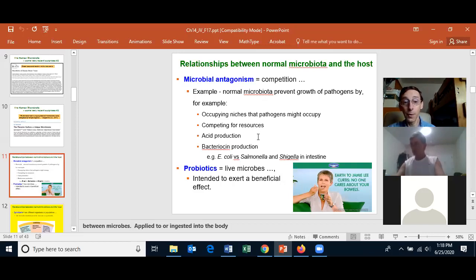And then some normal microbiota produce bacteriocins, which are like an antibiotic, except they're much more narrow in the species they affect. For example, E. coli produces a bacteriocin, a protein that acts like an antibiotic. But instead of knocking down all microbes, the bacteriocin from E. coli only knocks down related bacteria, such as Salmonella and Shigella. Any questions about that?